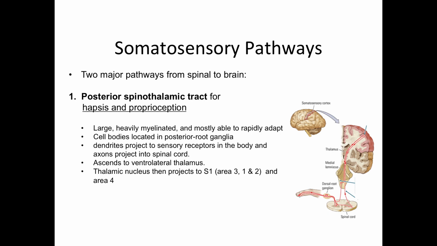So there's a trend going on, if you can see. All these sensory systems send information to the thalamus. The visual system sends information to the LGN. The auditory system sends it to the MGN. And haptics and proprioception send it to the ventrolateral nucleus of the thalamus.